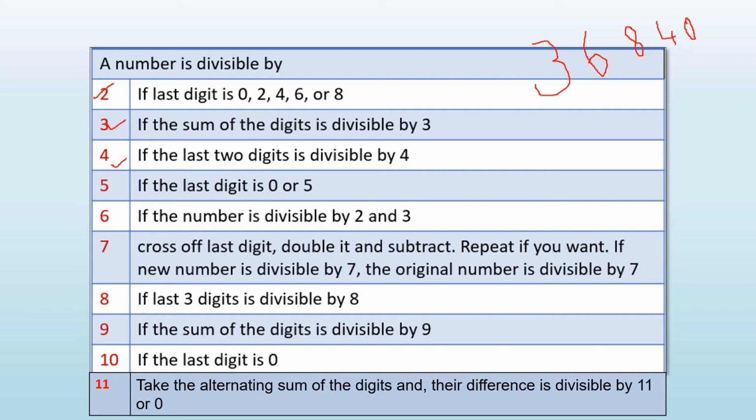Next we will move on to the divisibility rule of 4. Just check the last two digits. 40. If 40 is divisible by 4, then 36,840 is divisible by 4. So 40 by 4 is 10. So it is divisible. So this rule is satisfied. Next we will move on to the divisibility rule of 5. The last digit is 0. So this rule is satisfied. So 36,840 is divisible by 5.